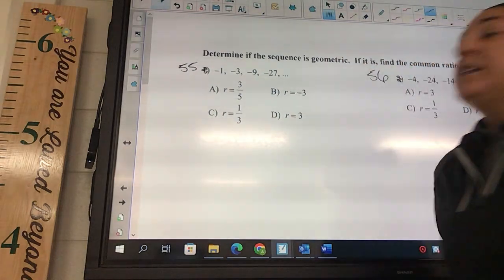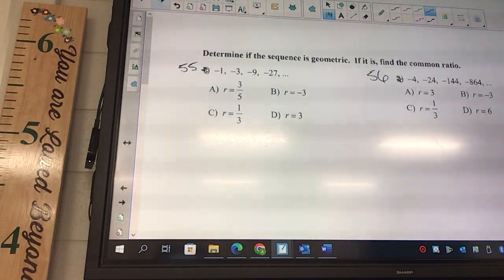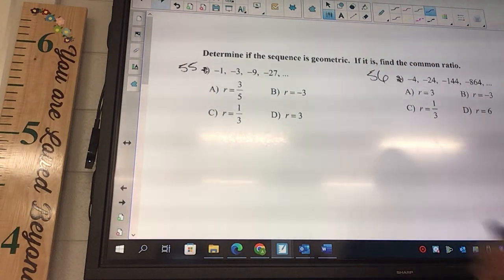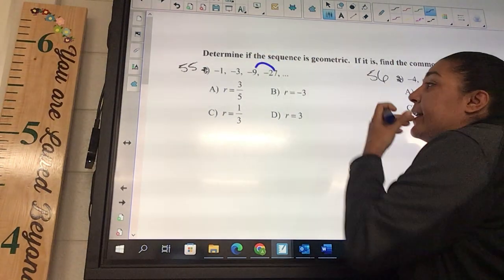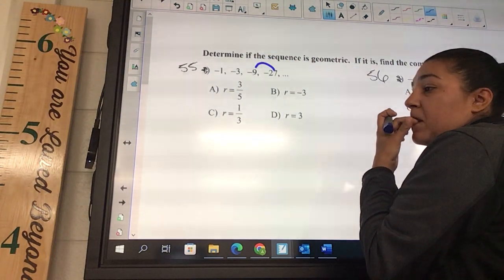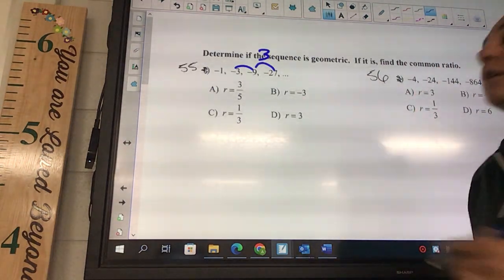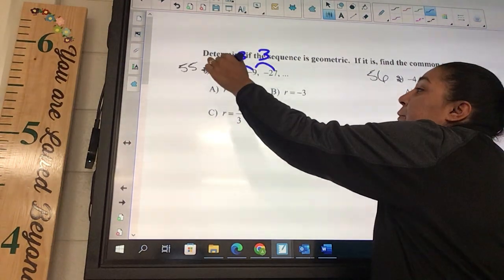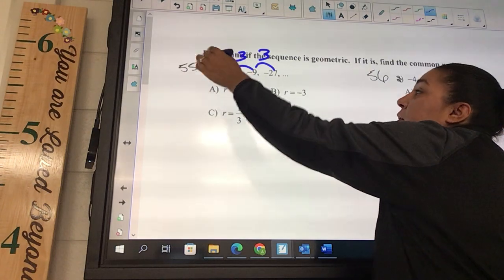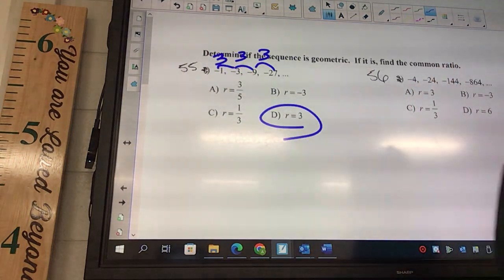Okay, 55. It says determine if it's geometric. Okay, so you need to check them all. What is -27 divided by -9? 3. -9 divided by -3. 3. And then -3 divided by -1 is also 3. So it's going to be D.